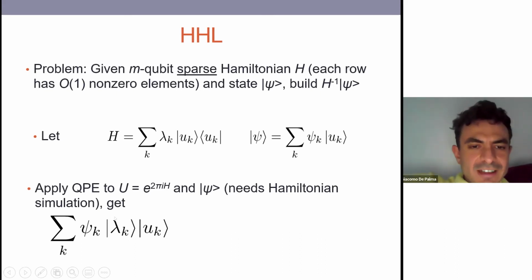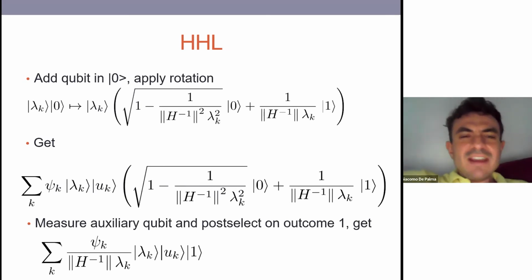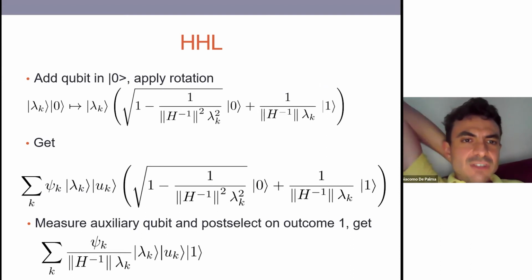Probably I should have put a tilde here, because this lambda_k that you see here is, of course, an estimate of the true eigenvalue. In general, it will not be exactly the same as the true eigenvalue, and of course, the precision of the estimate will depend on the number of auxiliary qubits that we have. Then what's the idea? Now we have the value of this eigenvalue written in a register.